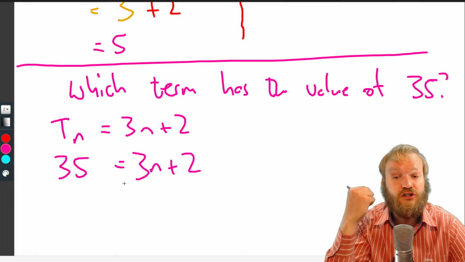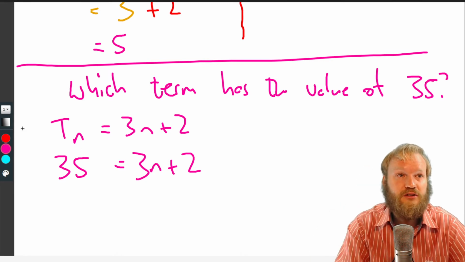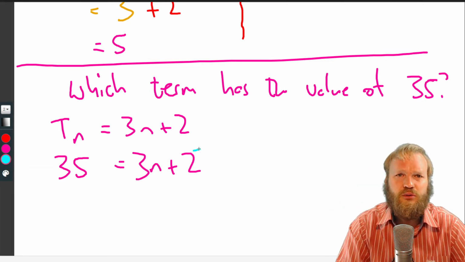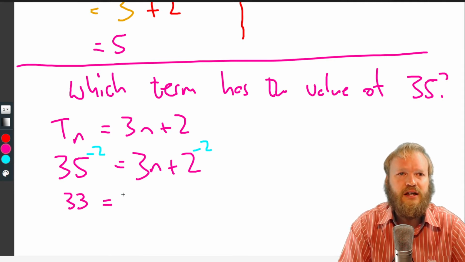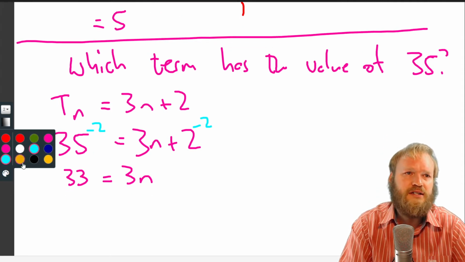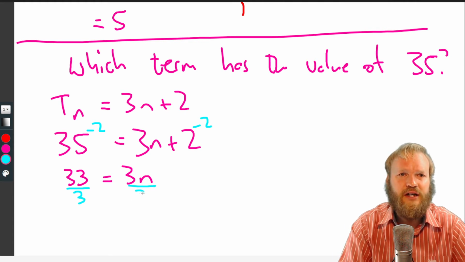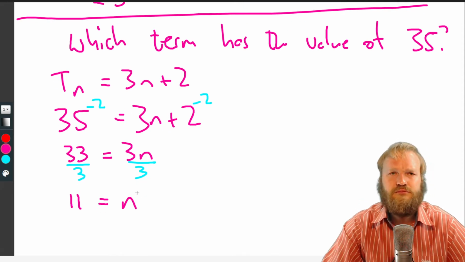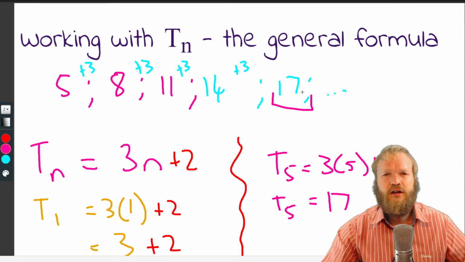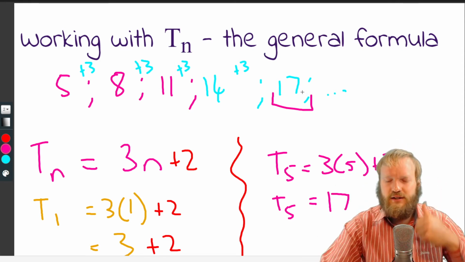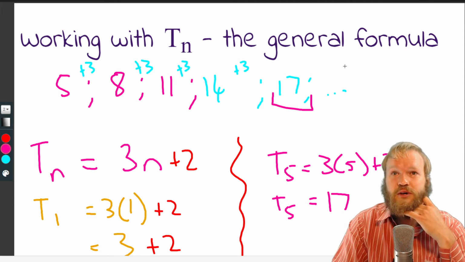So we're going to just leave it as 3n plus 2, leave it as n. We've got one equation, one variable, so we can solve it. So we're going to go minus 2, 33 equals 3n. Great stuff. Divide by 3, and we get 11 equals n. Seems to kind of fit in with the pattern 1, 2, 3, 4, 5. So if we kept going, then T6 would be 20. Let's actually just check it, why not?